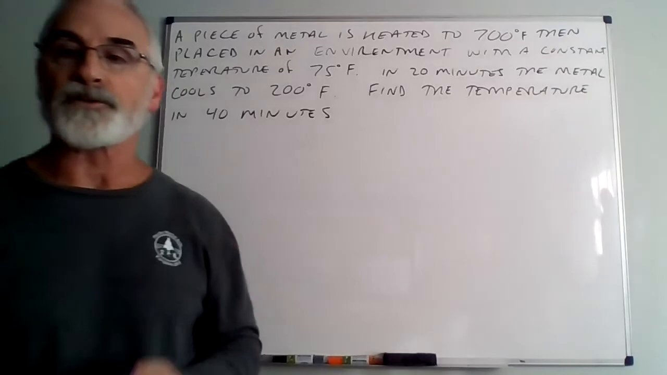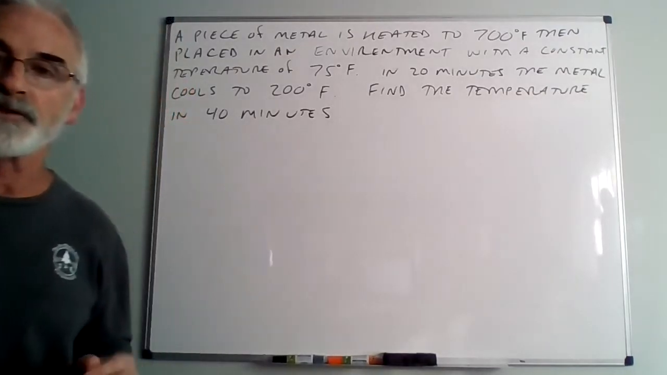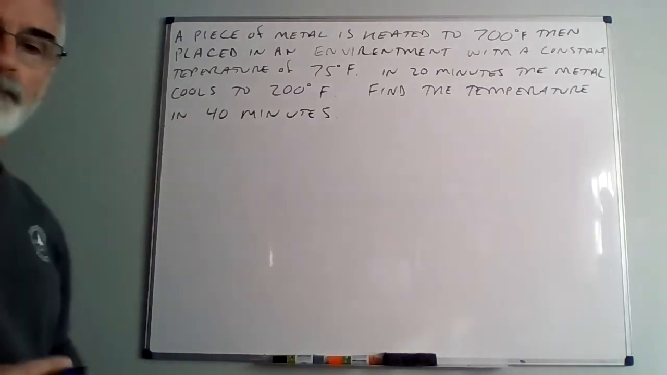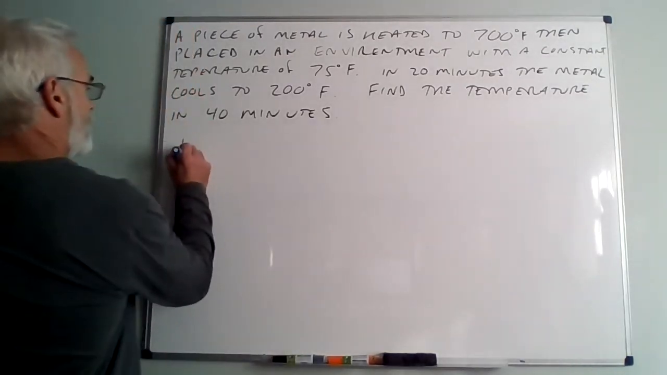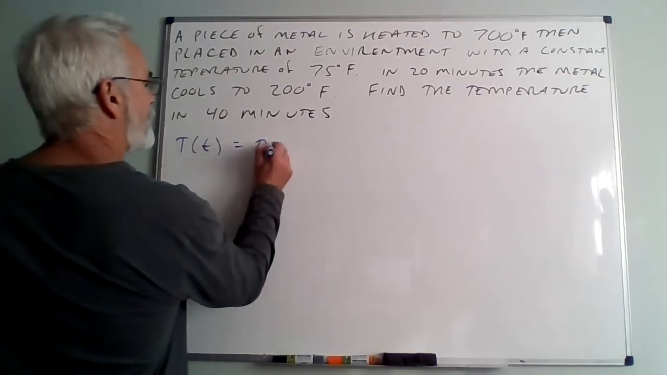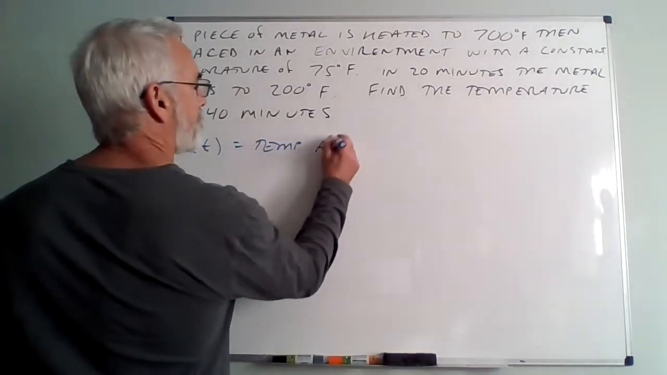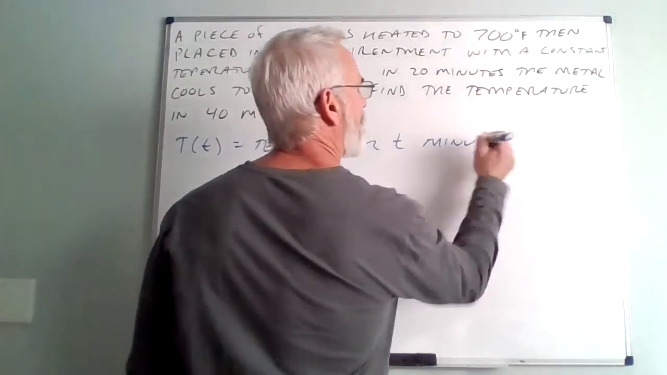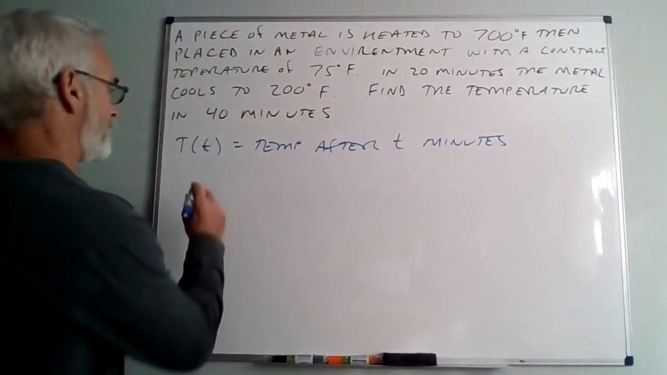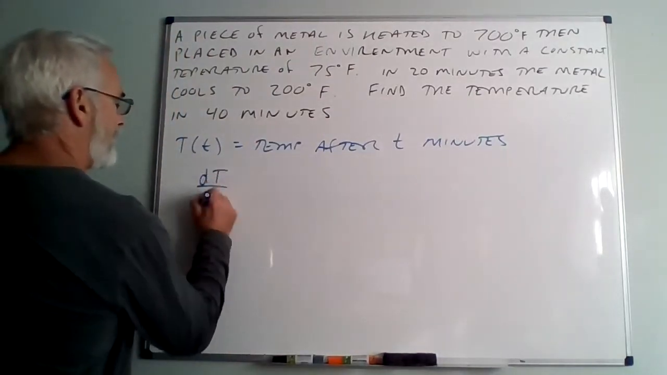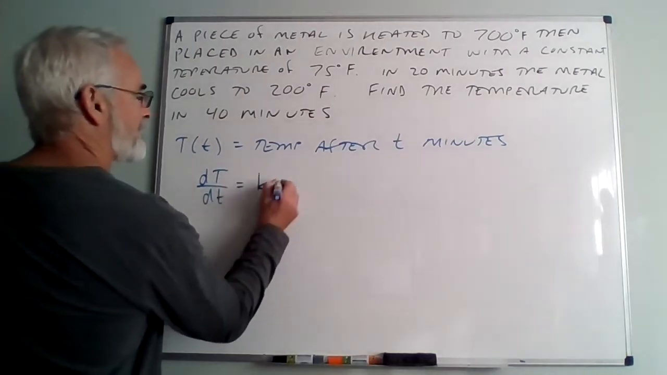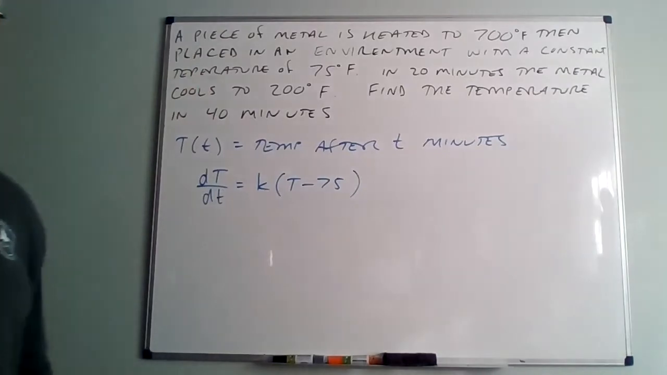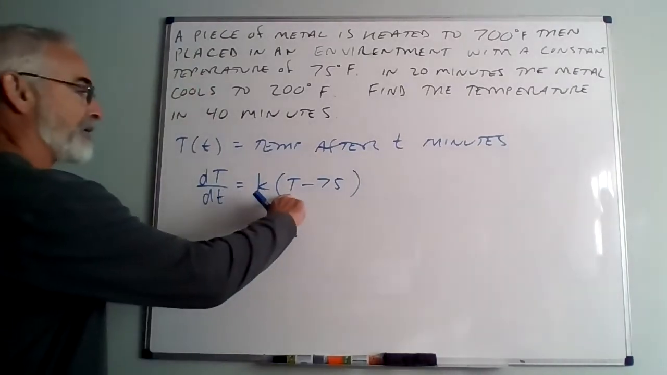So what we need to do is first find a general equation that governs the temperature at any time, then figure out how hot it is after 40 minutes. So if we start by letting T(t) equal the temperature after t minutes, then that gives us the differential equation dT/dt equals k times (T minus 75), where 75 is the constant temperature and capital T is the temperature after any given time.